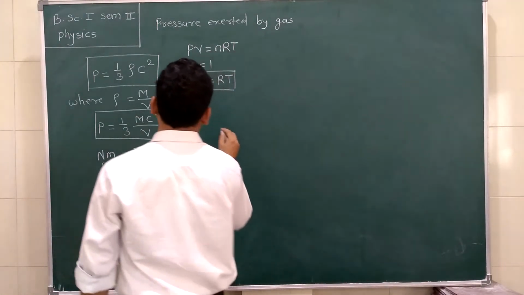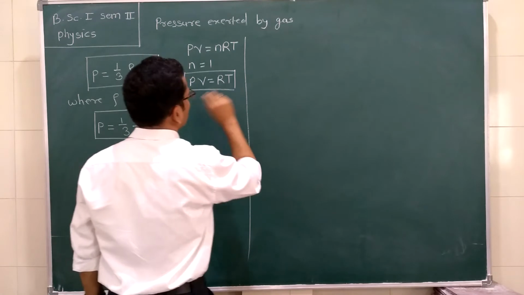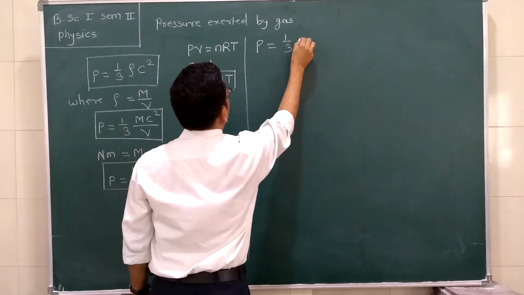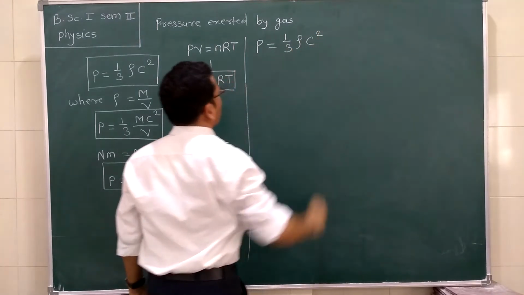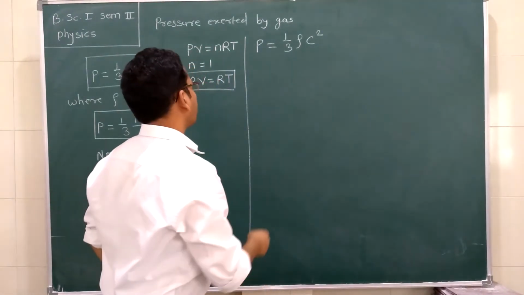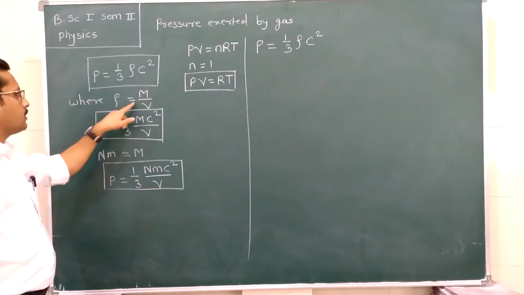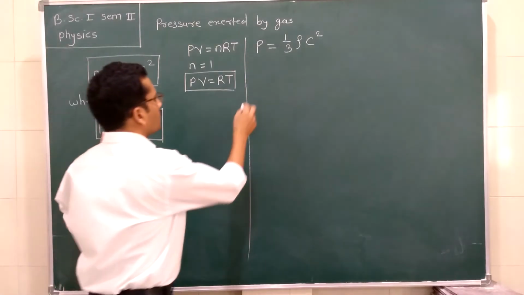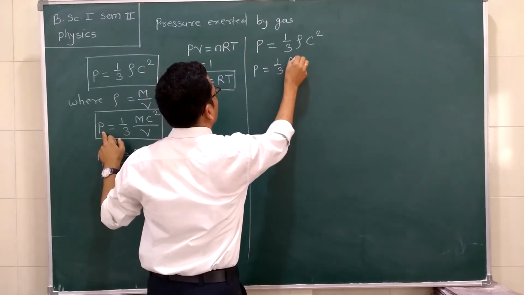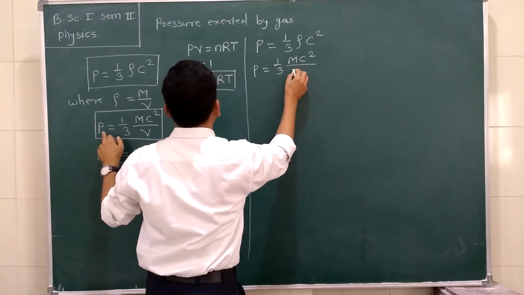So how can we start? We know the ideal gas equation PV = RT, and we also know that P = 1/3 ρ C², where C is the RMS velocity. Now, as we know, ρ is the density of the gas, which is equal to m by V. So this pressure P can be written as P = 1/3 m C² divided by V.